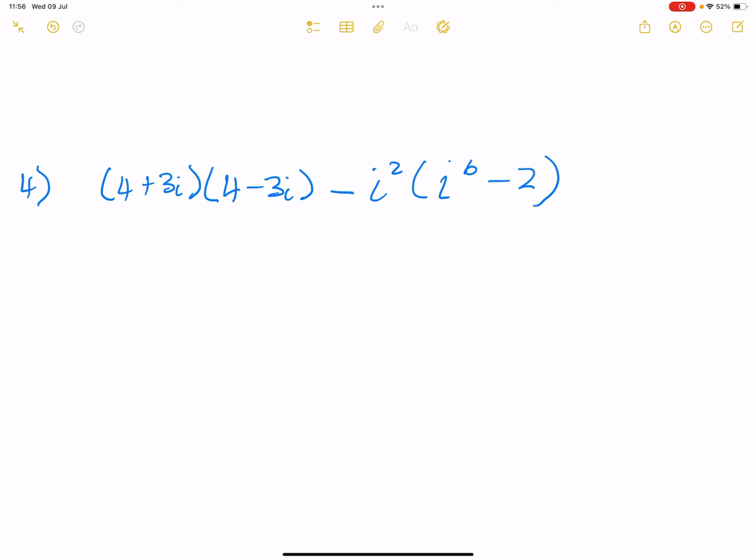Right, so if I look at this again, can you see that I've got the difference of squares? Right? Same brackets, different signs. Okay, so that simply means that's going to be 16 minus 9i squared. And negative i squared multiplied by i to the power 6. That's minus i raised to the exponent of 8. And this is plus. Negative times a negative will be positive 2i squared.